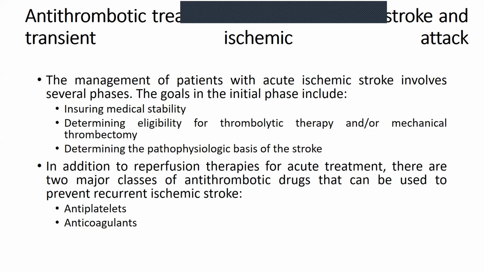In addition to the perfusion therapies for acute treatment, there are two major classes of antithrombotic drugs that can be used to prevent recurrent stroke. That is, antiplatelet drugs and anticoagulants can be used as antithrombotic drugs.